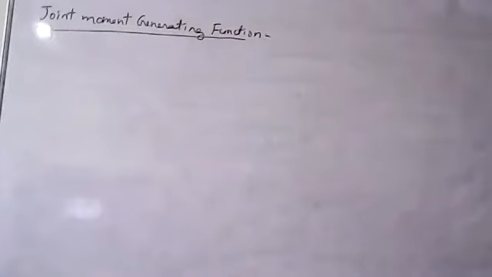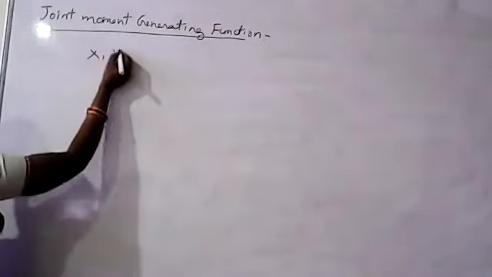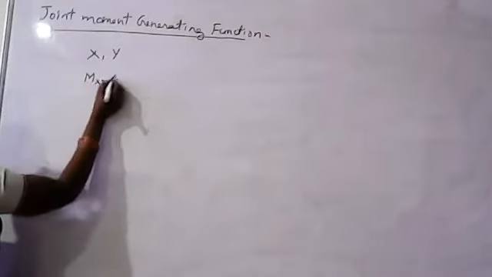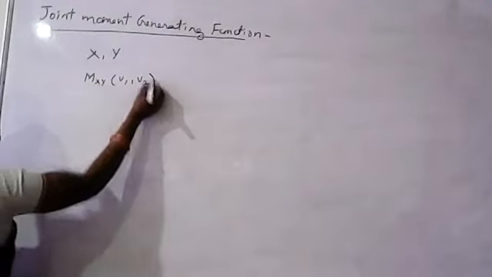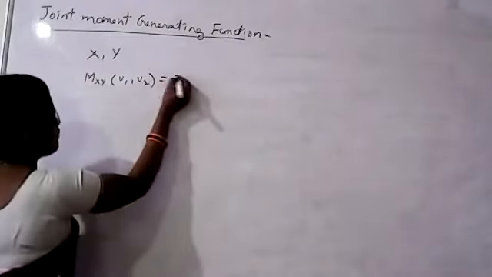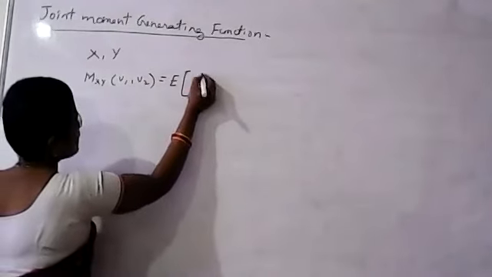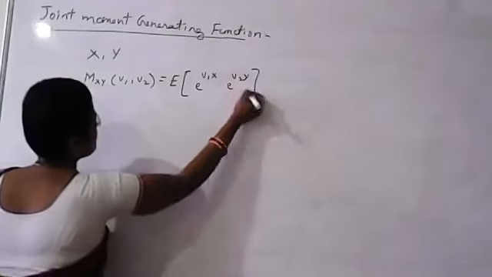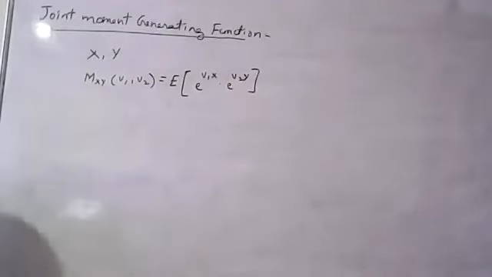Joint moment generating function. If X and Y are two random variables, the joint moment generating function we denote as M_XY(v1, v2). This is the symbol we use to denote the joint moment generating function. M_XY(v1, v2) is the expected value of e^(v1 X) times e^(v2 Y). This is called the joint moment generating function.